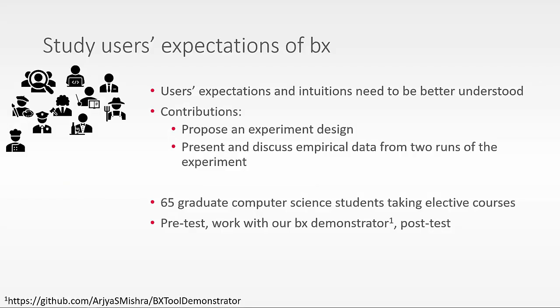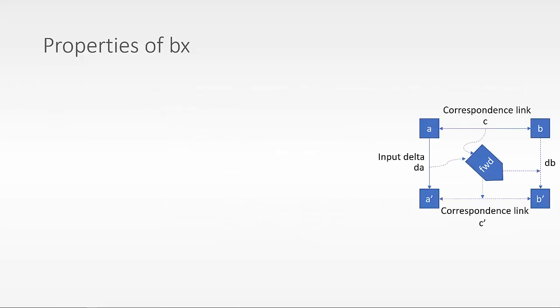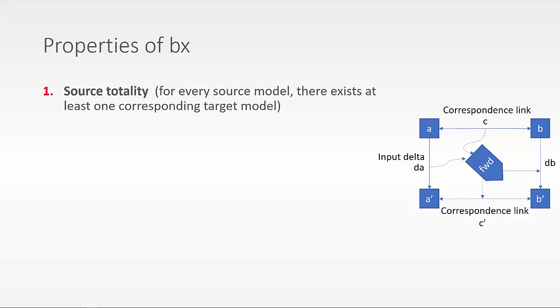And the BX demonstrator actually helped give a concrete example of BX, but we used an example-independent formal notation to ask the questions in our tests that is similar to this one. And we were interested in our subjects' expectations with respect to several properties of BX. One, source totality. So do people expect that there's always at least one corresponding target model for every source model?